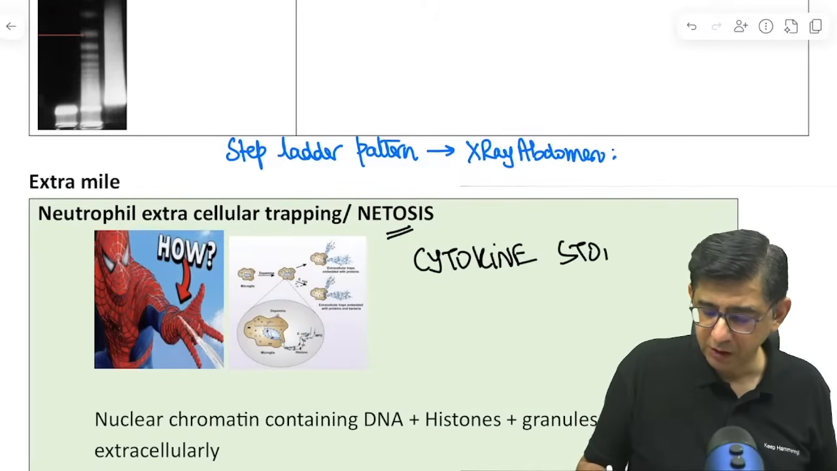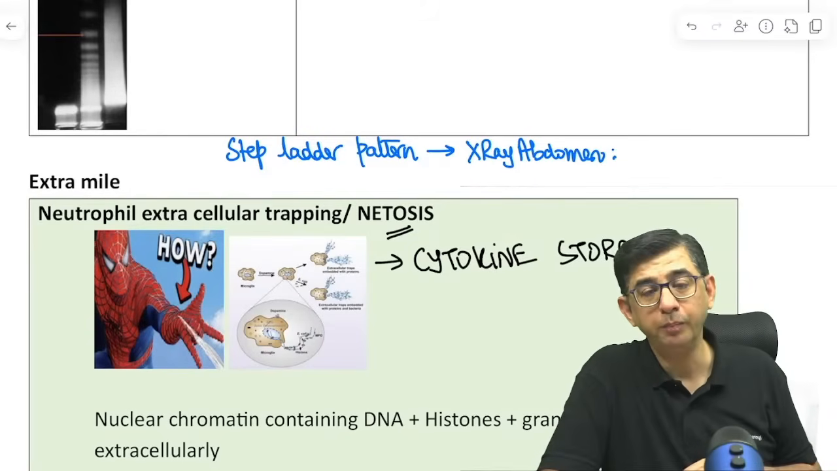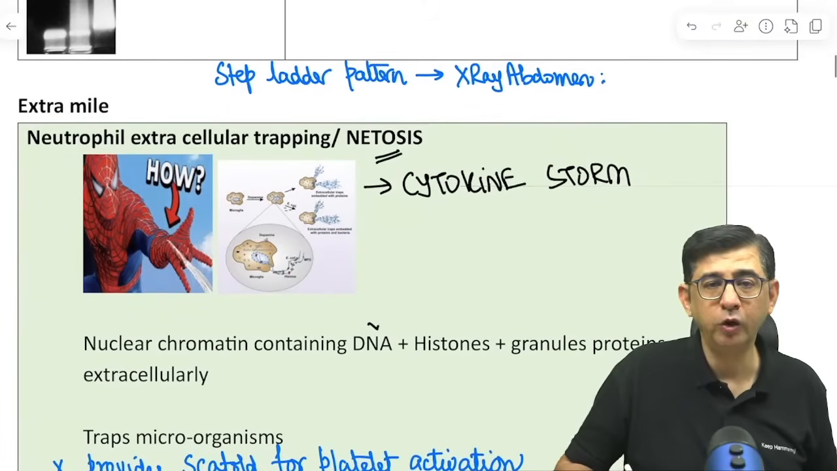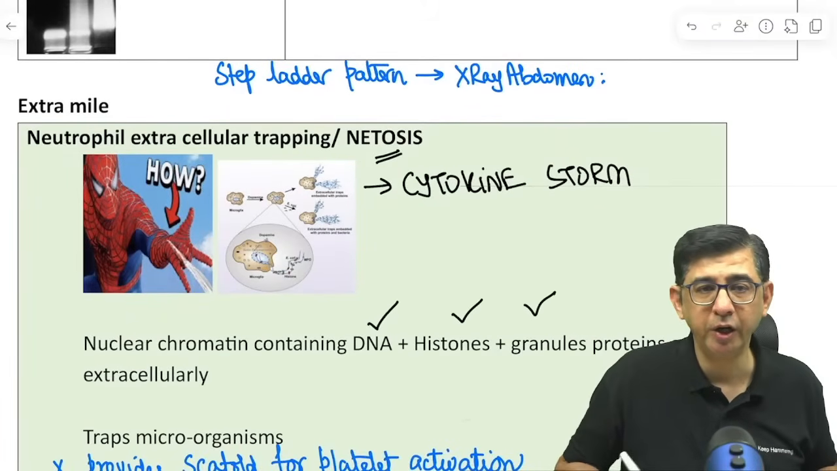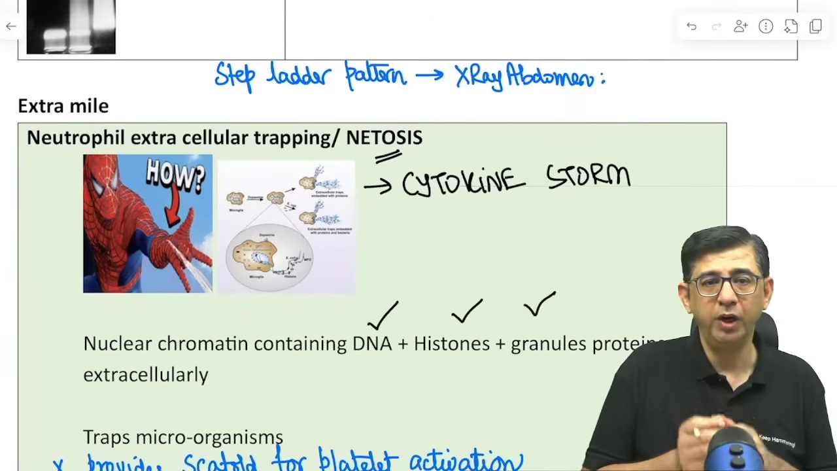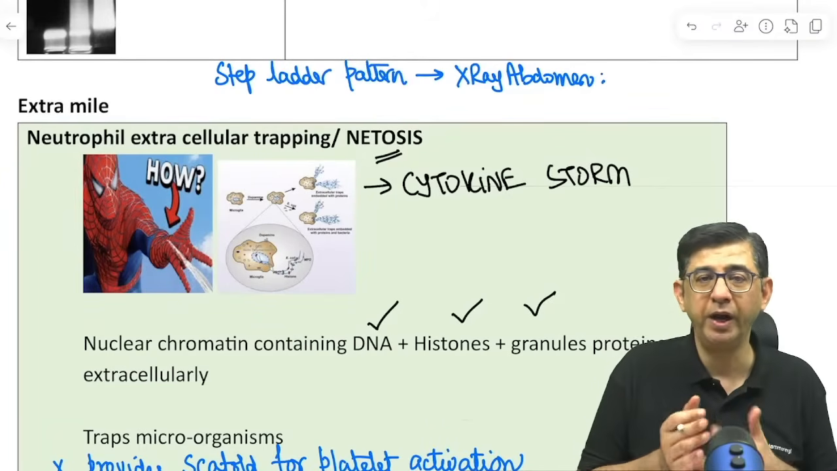That is because the neutrophil extracellular trap was activating the platelets. I'll say that again. What is released? Nuclear chromatin containing DNA, histones and granules are released extracellularly. That is good news. You are trying to catch the bad guy. But what will it do? It will activate the platelets, and therefore there was a development of microthrombi.